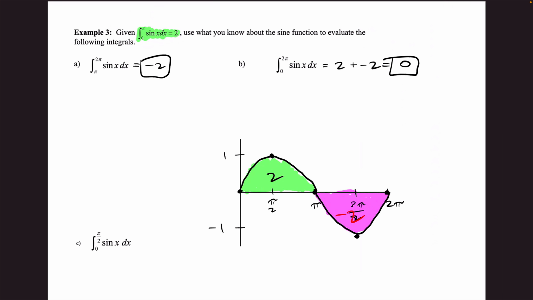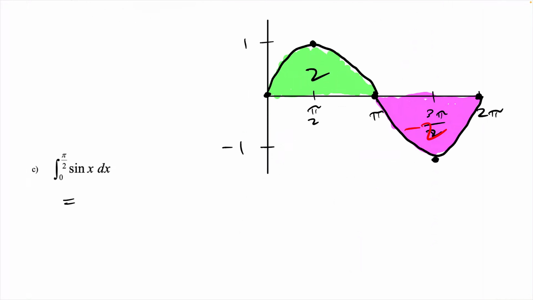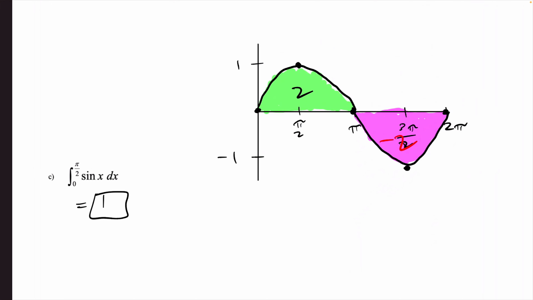Okay, so the next one. 0 to pi over 2. Yeah, it's symmetrical. So it's just half of the green. Right? They all have the same values going up as they do going down. You can look on your green sheets. They all have the same values going up as they do going down.